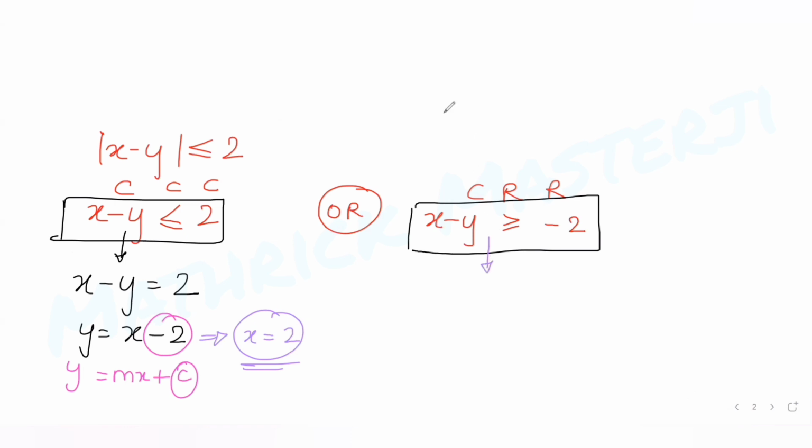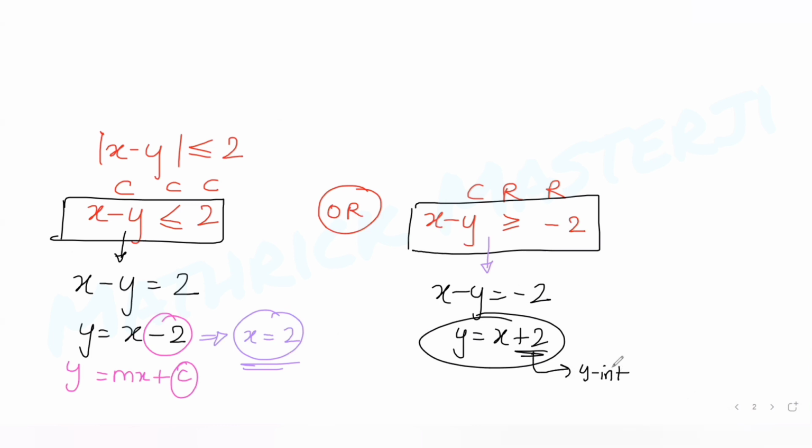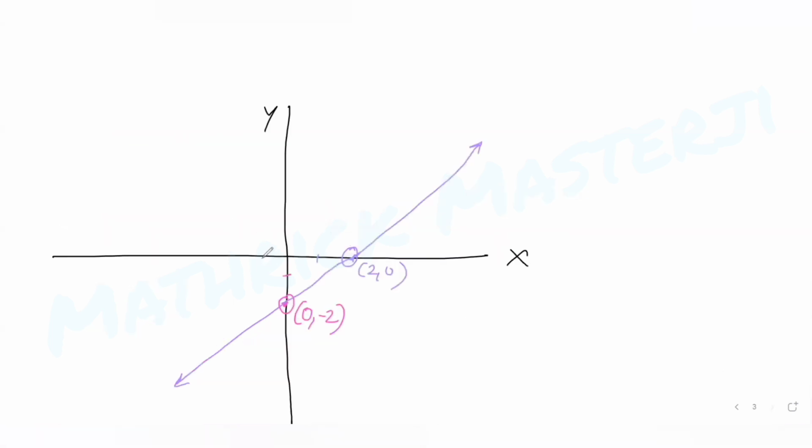If I again remove the inequality and put equals to here as well, I get x minus y is minus 2, which gives me y is x plus 2. Comparing it with mx plus c, again I get the y-intercept is 2. And if I want to find the x-intercept, I put y as 0, so x plus 2 equals 0, that gives me x as minus 2. So the x-intercept is minus 2 and the y-intercept is 2. So you get the equation of the line again, which will be like this, another line which passes through these points.